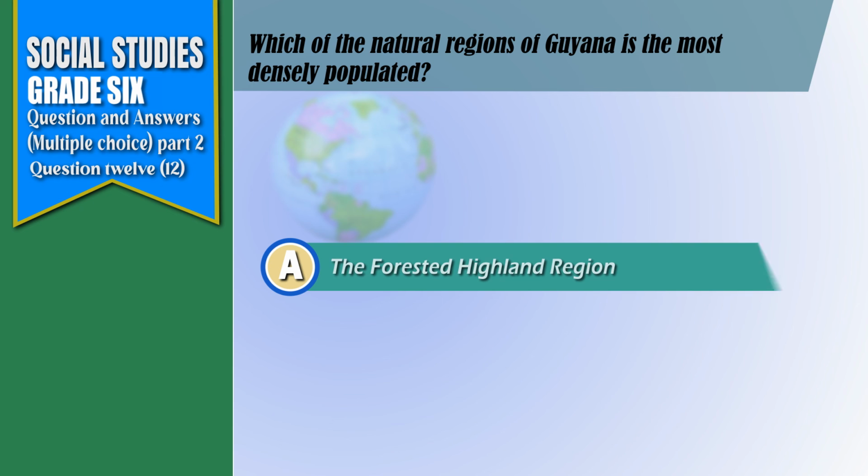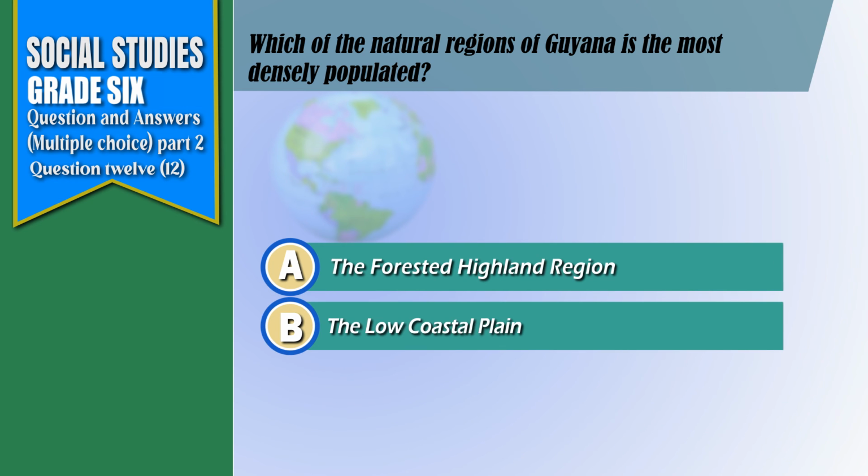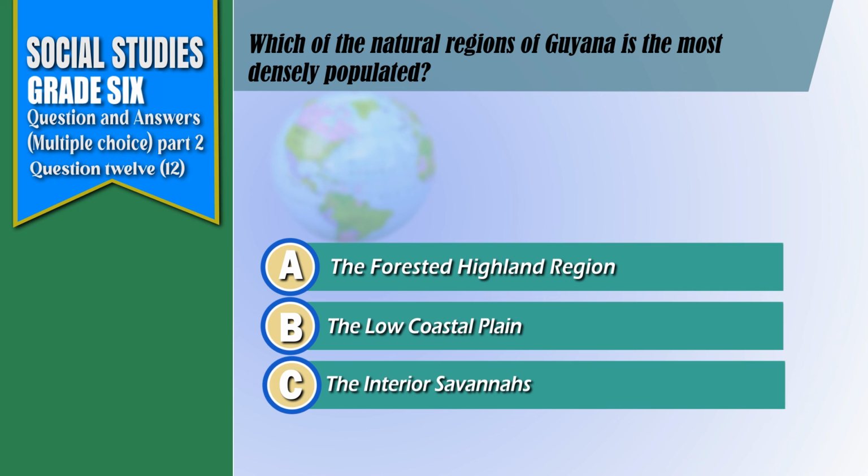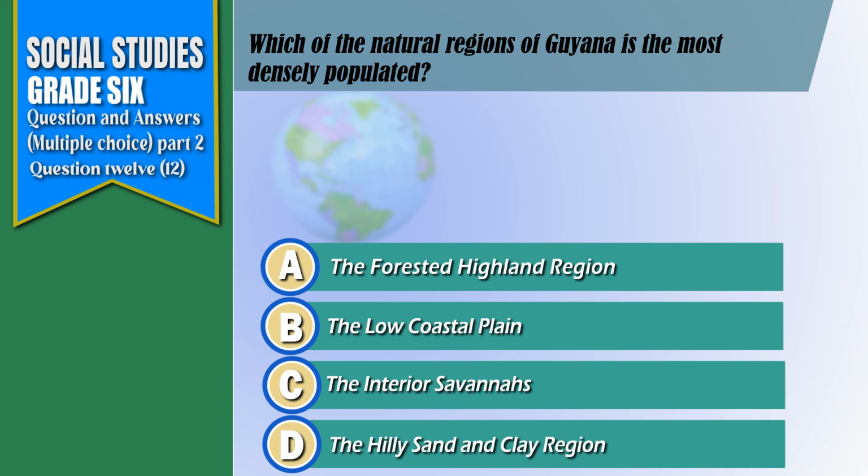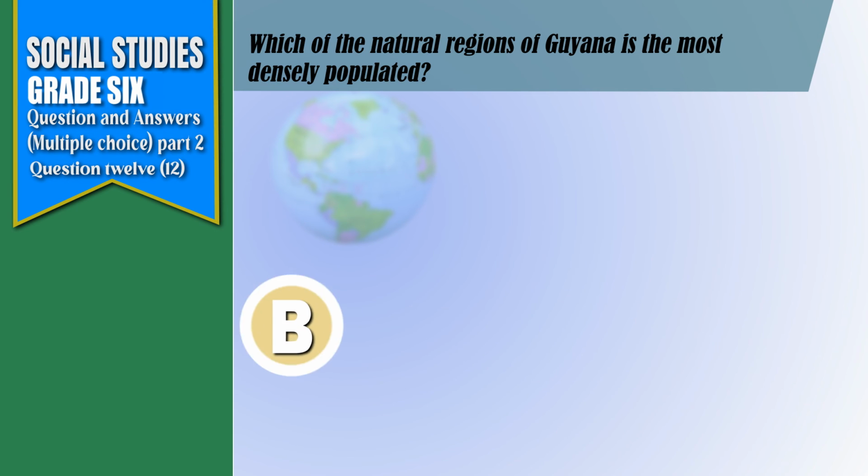Question 12. Which of the following natural regions of Guyana is the most densely populated? A. The forested highland region. B. The low coastal plain. C. The interior savannas. Or D. The hilly sand and clay region. The answer to question 12 is B.